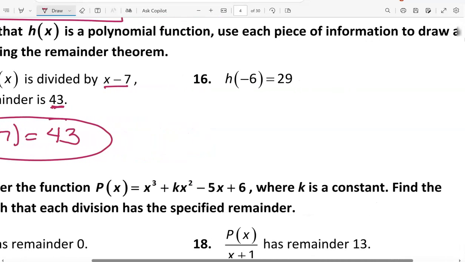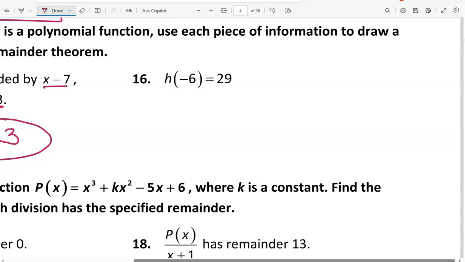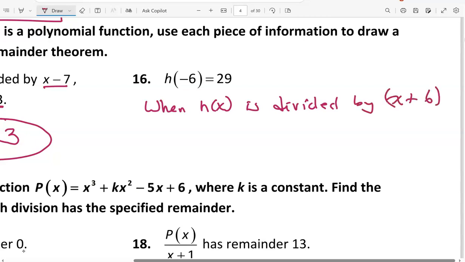In number 16, if h of negative 6 is equal to 29, then when h of x is divided by the divisor of x plus 6, the remainder is 29.